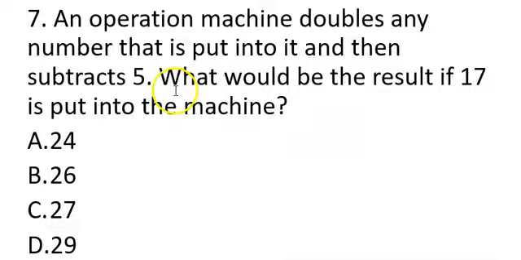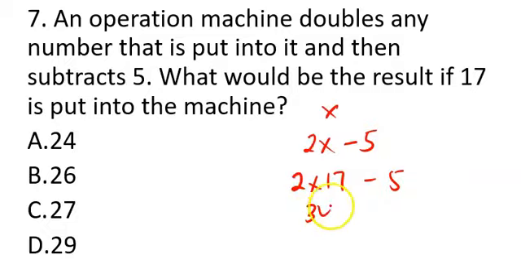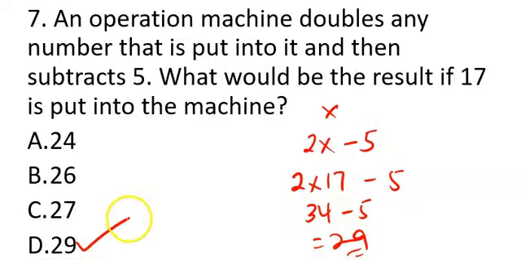So that is question 7. An operation machine doubles any number that is put into it and then subtracts 5. What would be the result if 17 is put into the machine? Assuming this is the number x, the machine will double it, 2x, and then subtract 5. If 17 is put into the machine, 2 times 17 minus 5 is 34 minus 5, and we get 29. So the answer is D, which is 29.